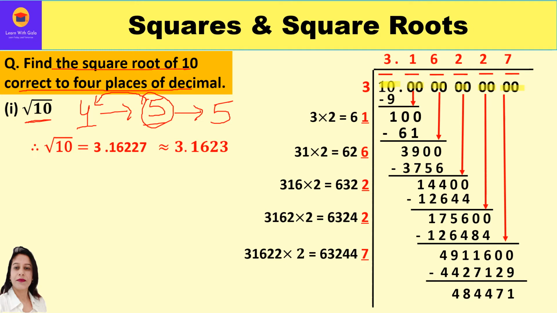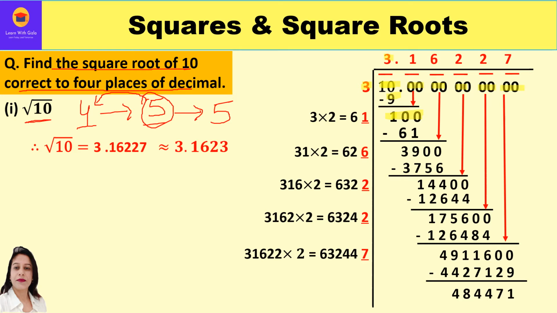First pair is 10. Now think of the largest number whose square is either equal to or less than 10. So clearly we can have 3 into 3, 9, which is closer to 10. We cannot keep 4 because 4 into 4 is 16, which is more than 10. Now 10 minus 9 is 1. Bring down the next period, that is 0, 0. Now our new dividend is 100.